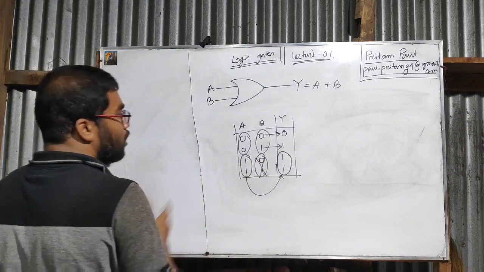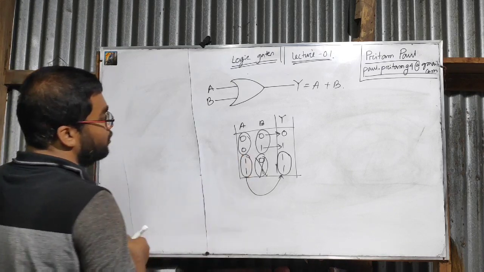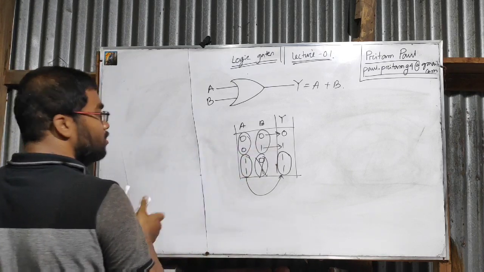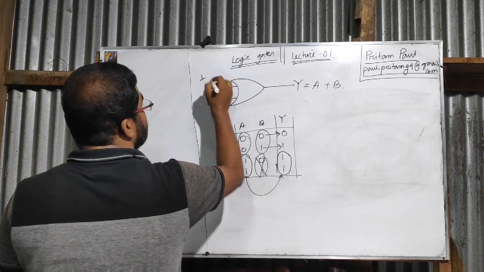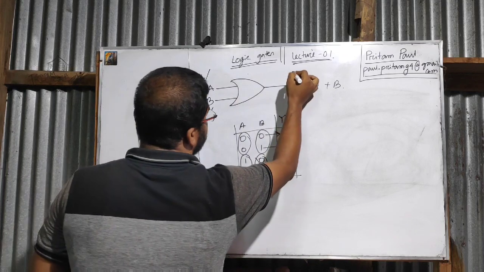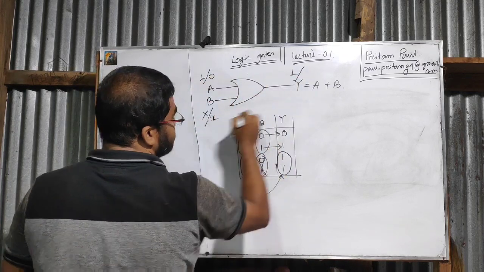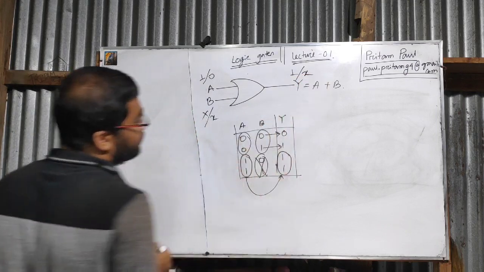Okay. So what we have seen here is that if A is 0, we are checking for B. If A is 1, we are not checking for B. That means 1. We are not going for B. We are just having the output 1. But if A is 0, if B is X, output is X.